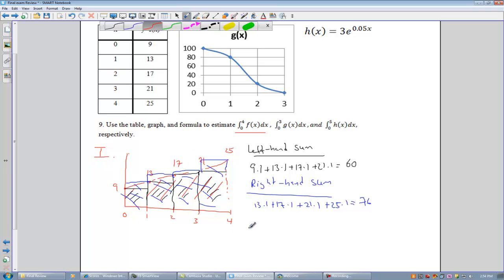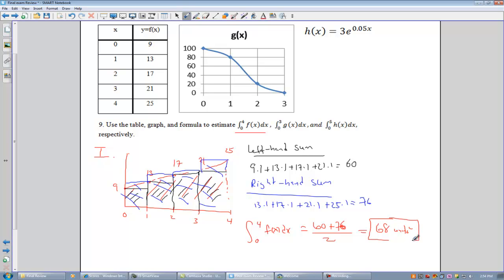So to approximate the integral from 0 to 4, f of x dx, this is going to be approximately 60 plus 76, all divided by 2. That's 136 over 2, and my calculator tells me this is equal to 68. Units squared if you want to interpret it as area. And so that's one way to approximate this definite integral using the table.